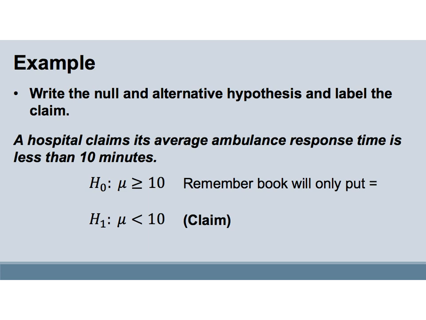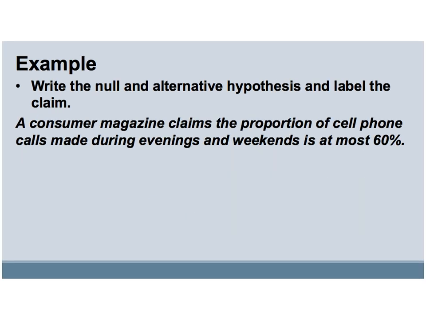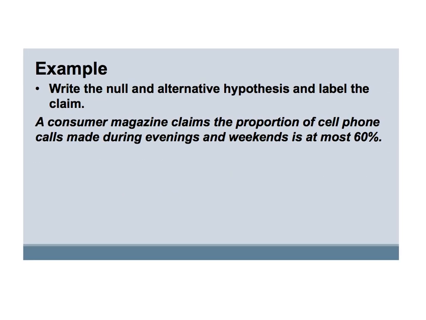And this slide just shows it a little nicer and reminds you, remember the book will only put equals. So in the book, it would have null, or my stat lab, mu equal to 10. Like I said, they're just lazy and don't put greater than equal to. Okay, so here's the next one. So whenever you're doing this step, you can just automatically put null and alternative.